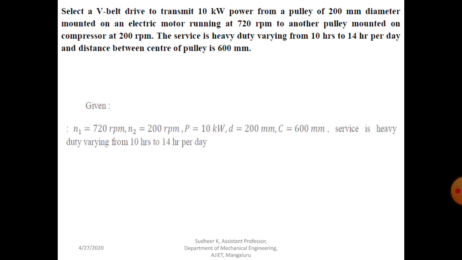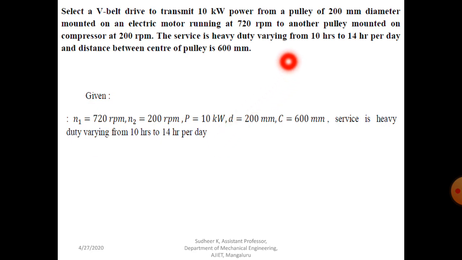Here you have to note down all the given data. So we'll discuss one by one. The first one, you can see here, power to transmit, that is 10 kilowatt. So we have written here P equal to 10 kilowatt from a pulley of 200 millimeter diameter mounted on an electric motor. Usually the electric motor is the prime mover, so it's nothing but the driver, and whatever pulley is mounted on that unit is the driver. So this is the driver pulley diameter, that is 200 millimeter.